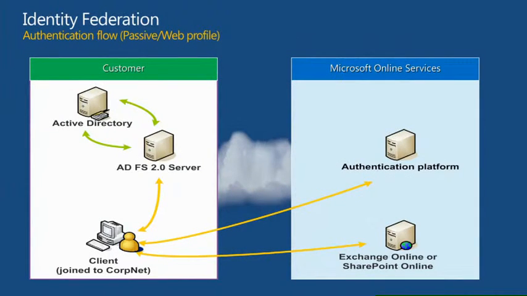So how does this actually work? What happens when I'm walking through and actually exchanging tokens between the different systems? So here I have the authentication flow for a passive client, so using the web profile. And my client's on a domain joined machine, corporate network, and is hitting Exchange Online. So they're going to go across to Exchange Online. Exchange Online says, I can't do anything with you. I need a token. That token I'm going to get for you comes from the authentication platform. So they'll redirect the client to the authentication platform.